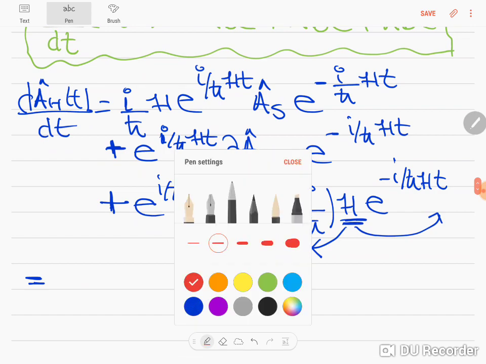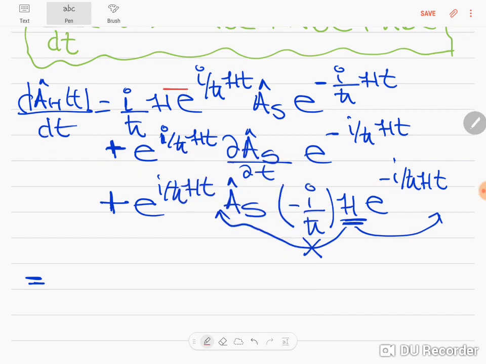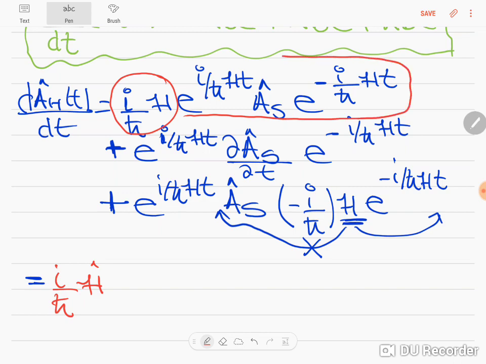Let's use some colors here. So then this is some factor that I have, which I will write as i over h bar h. And do note that this part here is nothing but A sub H of t, the representation that we started with. So then we write it down.